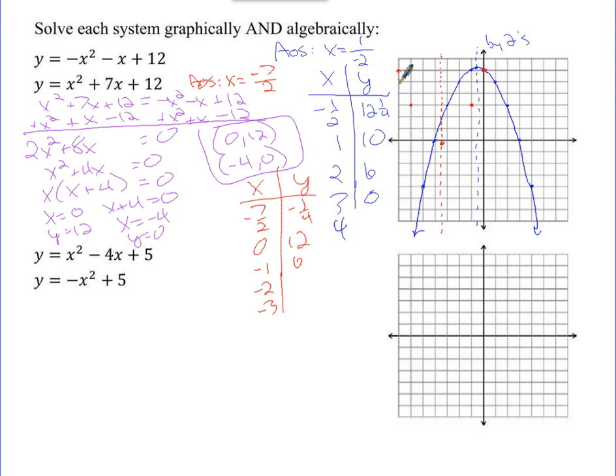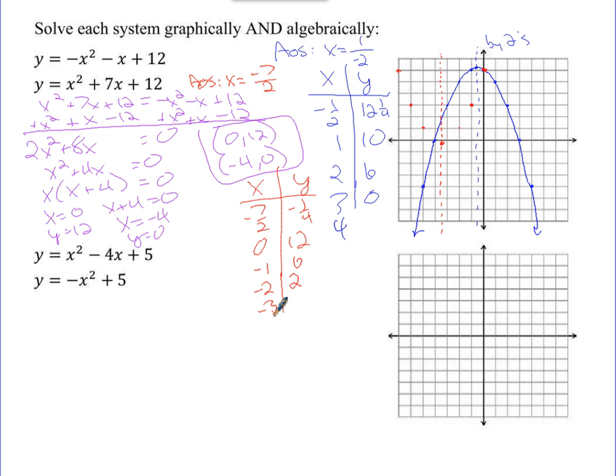I can kind of tell where that other intersection point is going to be right now, but we have to do it anyway. Take negative 2 and plug it in. Negative 2 squared is 4. 7 times negative 2 is negative 14. So I get out of this negative 10 plus 12, which is 2. Mark it. Reflect across.